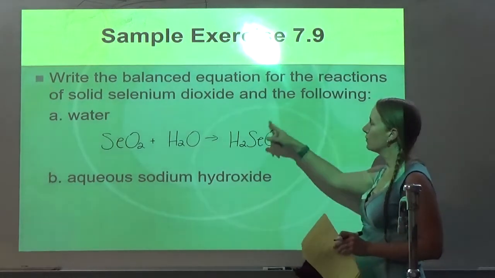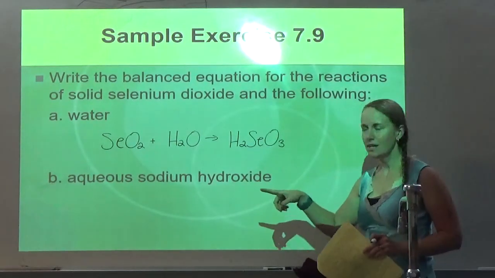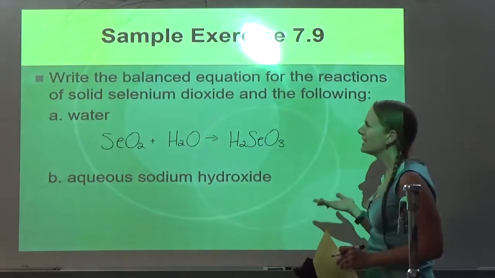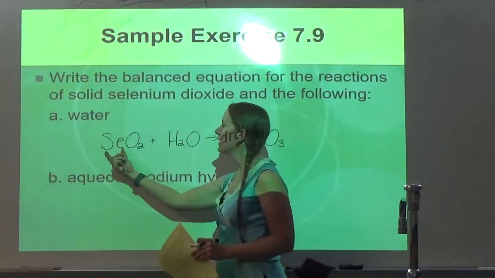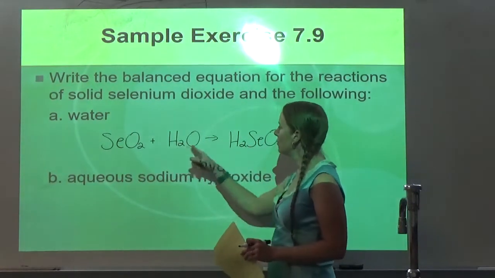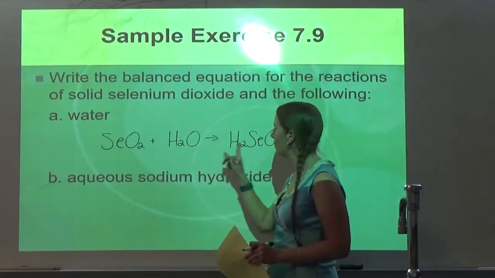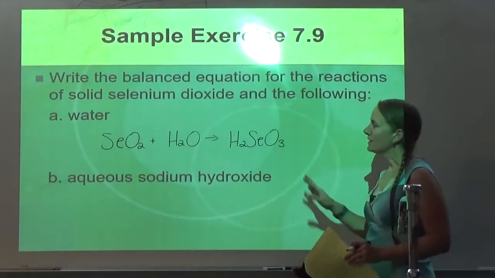Because SeO3 is a polyatomic ion, and so again, I don't think they would expect you to know that's what's going to form. But let's go ahead and balance this thing. So we have Se, Se, we have 2 H's, 2 H's, 3 O's, and 3 O's. All right, so let's look at our next one.